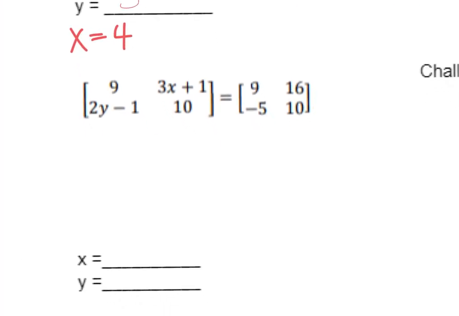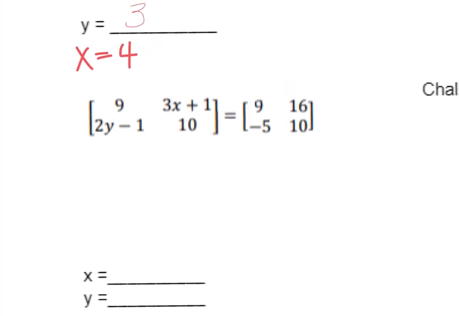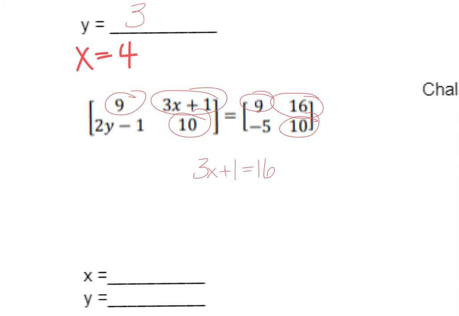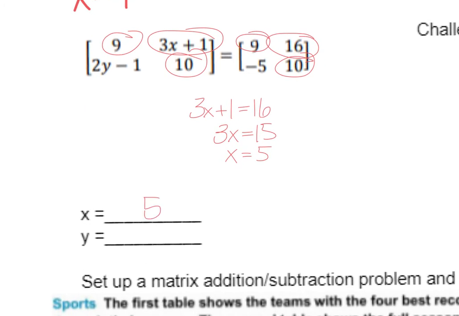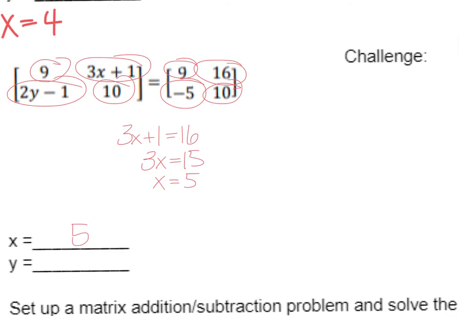All right, hopefully on this one, not too bad. It was just a bigger matrix, but you can see 9 equals 9 and 10 equals 10, so everything in the same spot is equivalent. There's an equal sign between these two matrices. So at this point, we're just going to take 3x plus 1 and set it equal to 16, right? Those two elements should equal one another. We'll subtract 1 to the other side to get 15, and then we will divide by 3 to get 5. Okay, there you go. And then let's take 2y minus 1 and set it equal to negative 5, right? So 2y minus 1 equals negative 5.